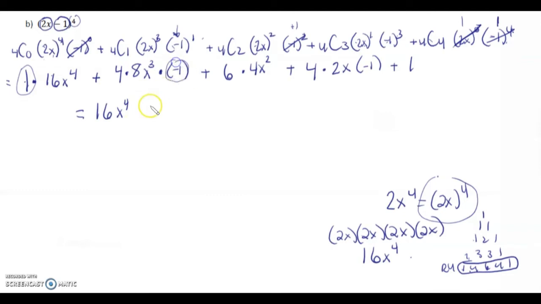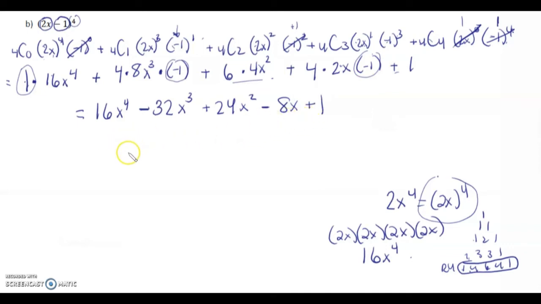Now this term is going to be negative. 4 times 8 is 32, x cubed. Okay, this term is going to be positive. We get 24x squared. This term is going to be negative. We're going to get negative 8x, and then bring that down, plus 1.